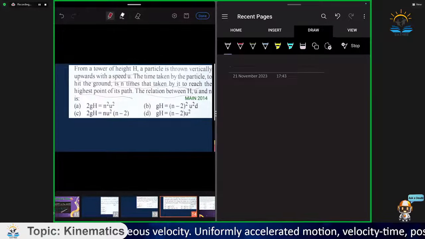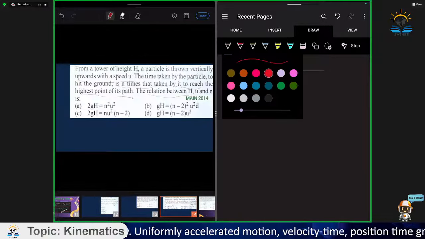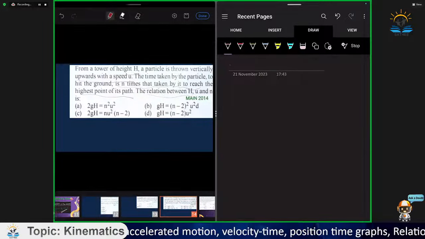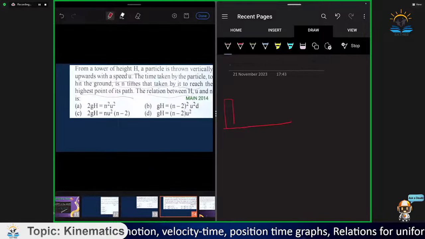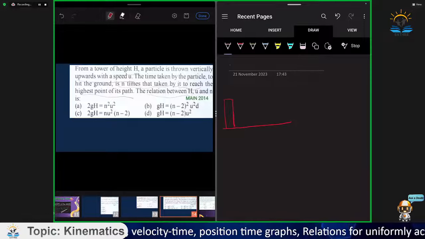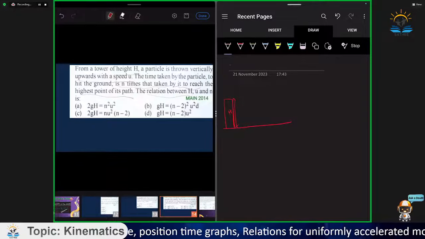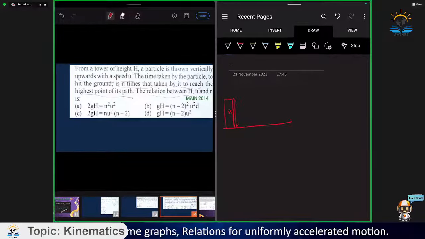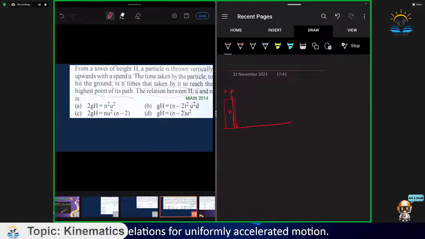First we can make a diagram. See, from the ground there is a tower. Its height is capital H. A particle is thrown vertically upward with the speed U. So the particle follows a trajectory like this.